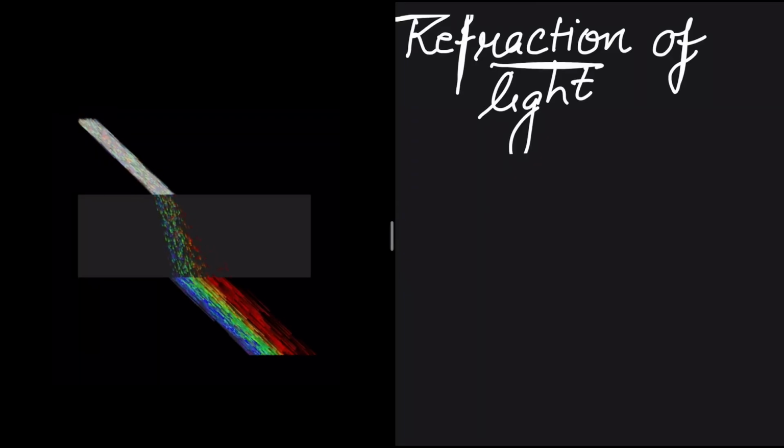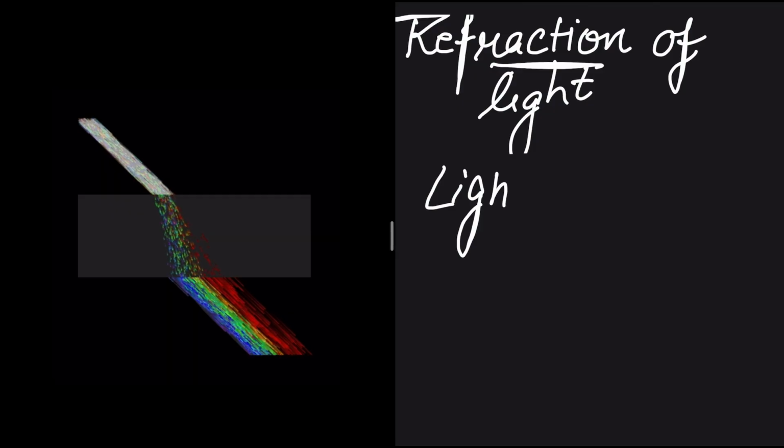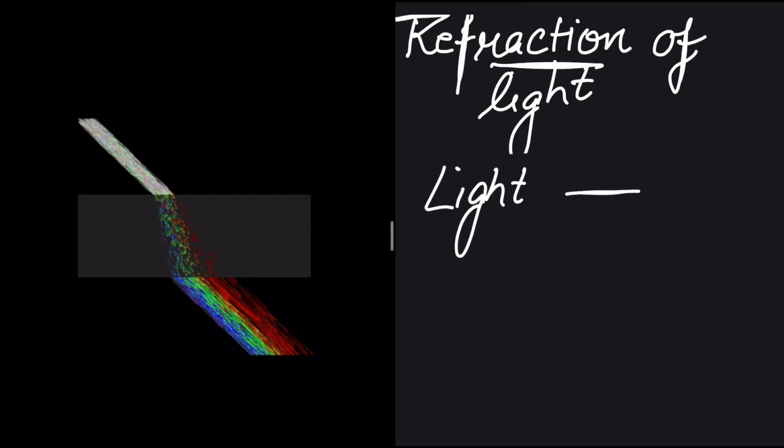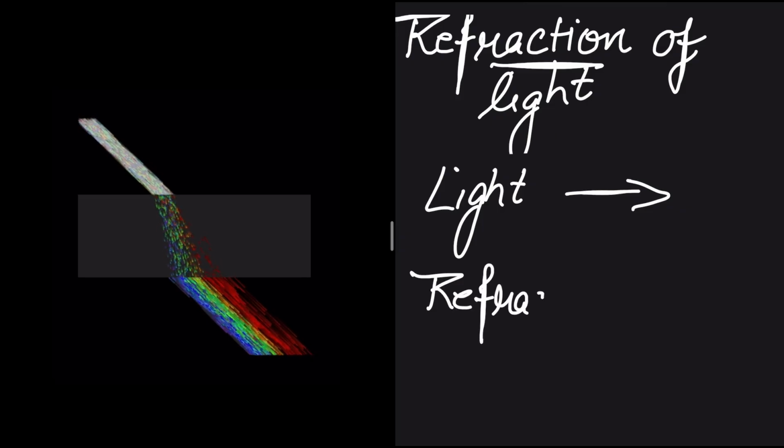Students, today we will discuss a very interesting topic in physics: refraction of light. First of all, do we know what we mean by light? Light is a form of energy which always travels in a straight path. Now, what is refraction of light? Refraction of light means bending of light.